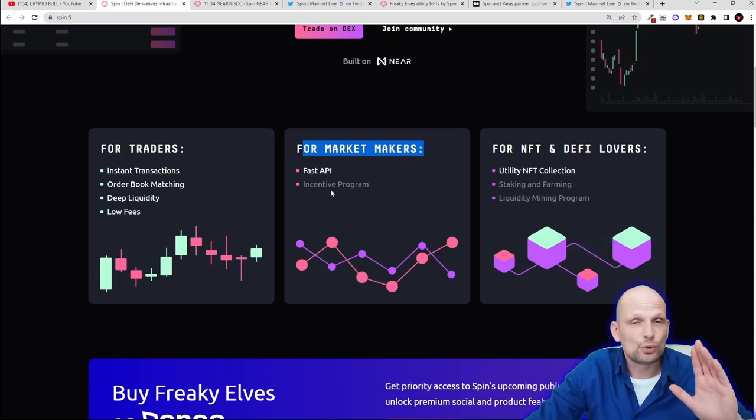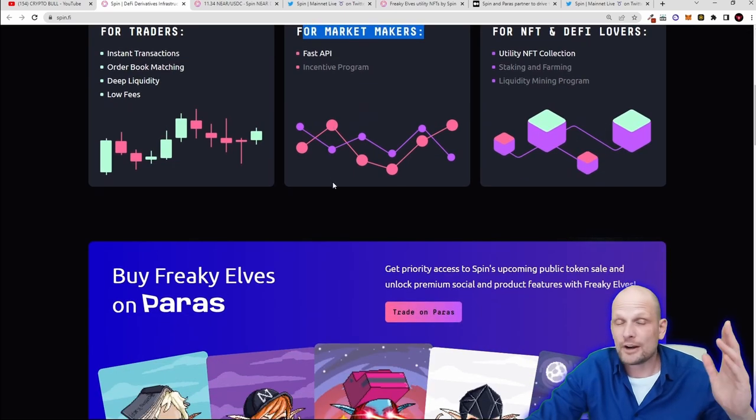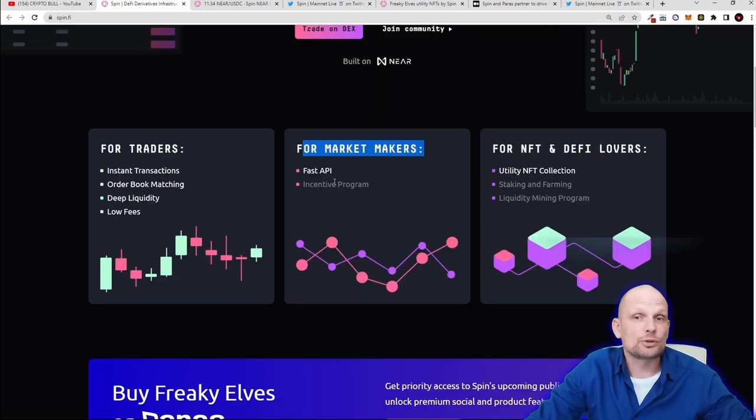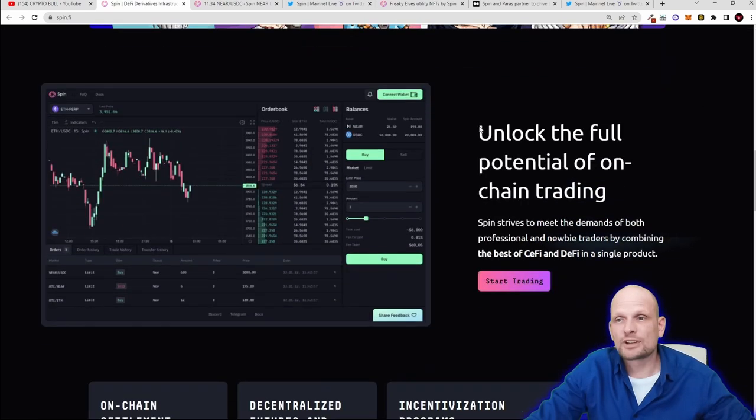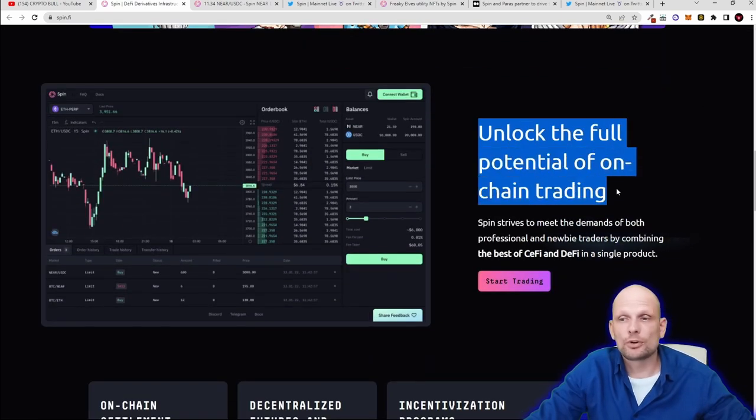And this means that you, with this DEX or decentralized exchange, are able to do it, like on Uniswap for Ethereum blockchain ERC20 tokens, and you can do it also on Binance Smart Chain for BEP20 tokens. Here you can do it with Spin Finance on their decentralized exchange. It unlocks the full potential of on-chain trading.